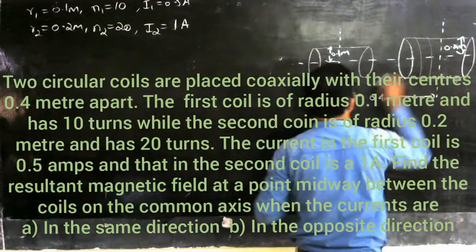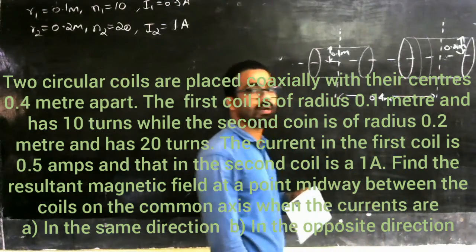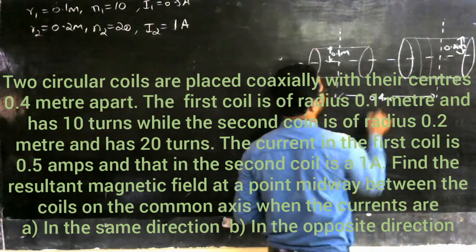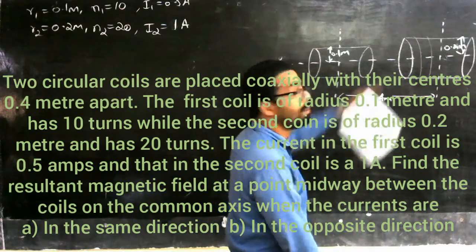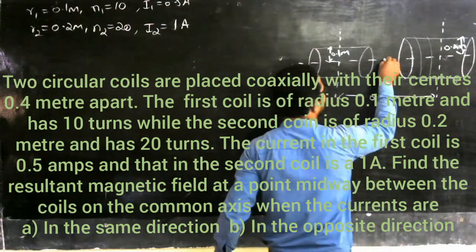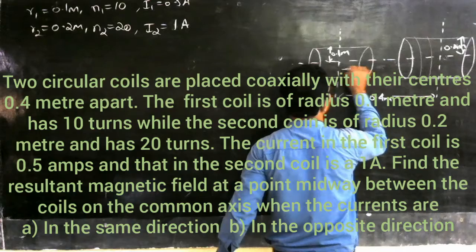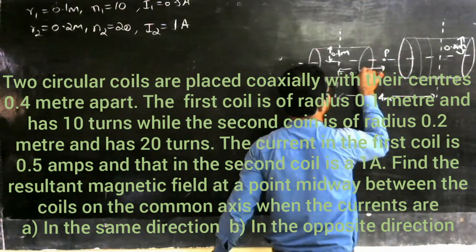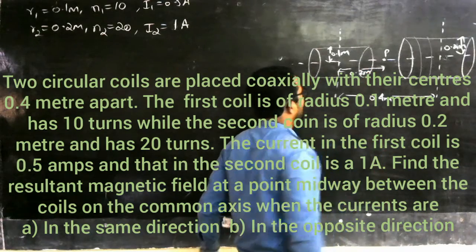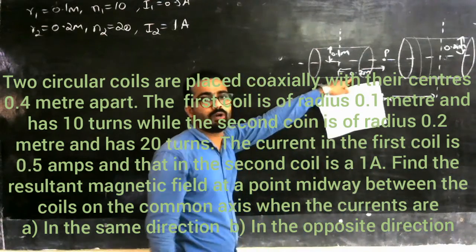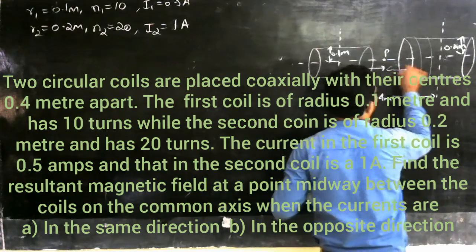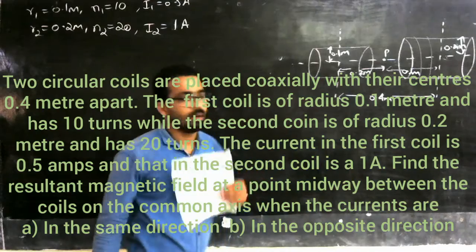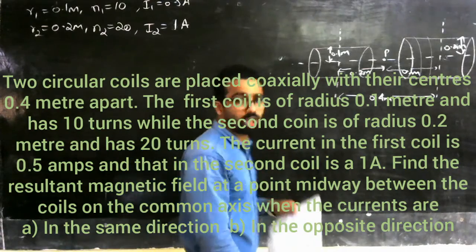resultant magnetic field at a point midway between the two coils along the common axis. What is the midway? What is the distance from the center of one coil to another? That is 0.4. So midway between them, it will be 0.2 from each coil. Let us say this is the midpoint P. From one coil, P is at a distance of 0.2 meter, and from the second coil also it is at 0.2 meter.